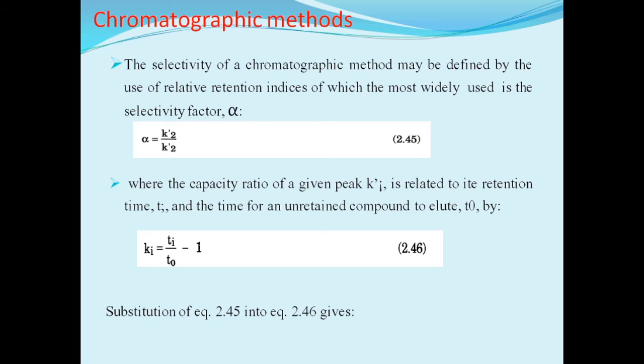Next, chromatographic methods. The selectivity of a chromatographic method may be defined by the use of relative retention indices, of which the most widely used is the selectivity factor alpha. Therefore, selectivity factor alpha is equal to k' 2 upon k' 1, where k' is the capacity ratio of a given peak.